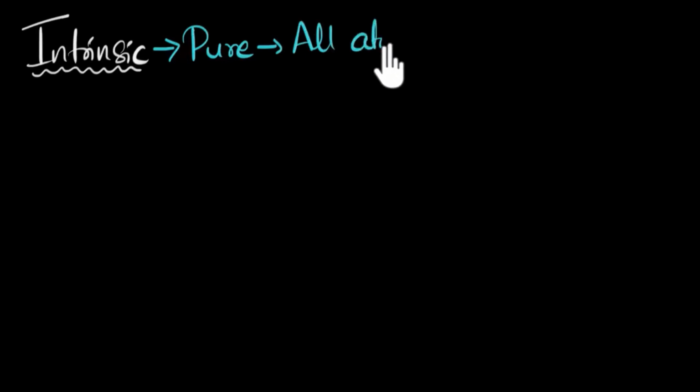The word intrinsic in the context of semiconductors can be thought of as pure. It means all atoms are identical, or all atoms are the same. So if you're dealing with an intrinsic silicon semiconductor, all atoms must be silicon. If it's an intrinsic germanium semiconductor, all atoms must be germanium. Think of that. All right.